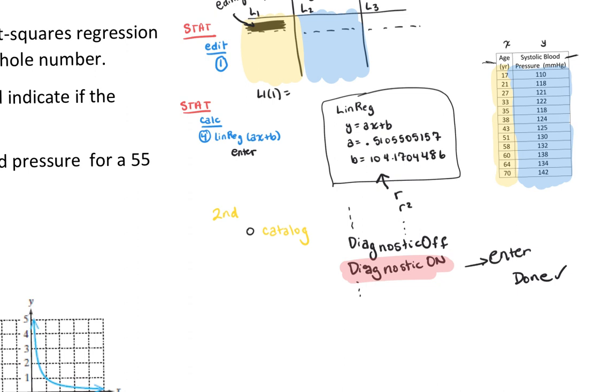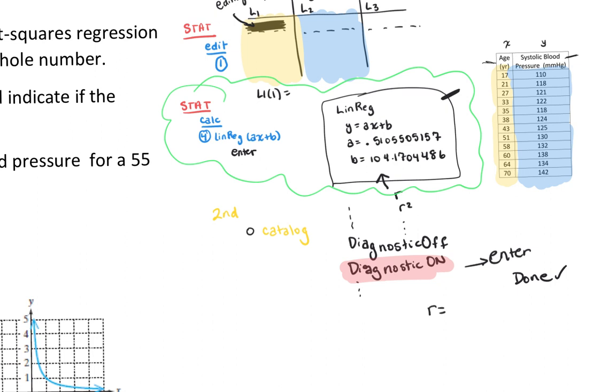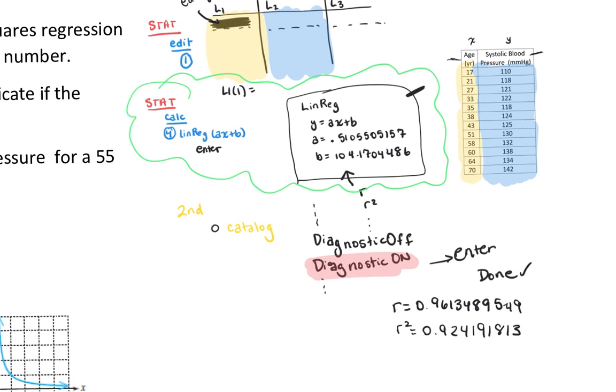So now let's go back and do our linreg again. Basically, I went back and just redid this whole step right here. And now I get an r and an r squared on top of my A and B that I had originally gotten. And now I got an r that is equal to 0.9613489599549. And I also got an r squared of 0.924191813. So these are two new values that you should have showing on your screen.